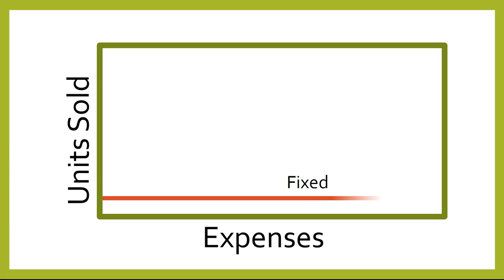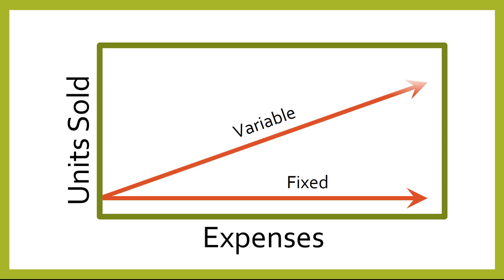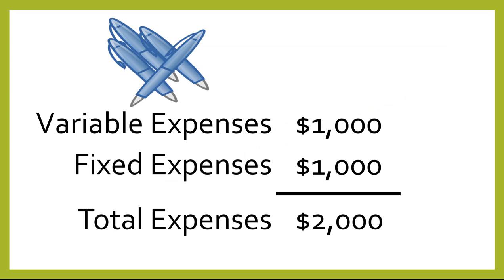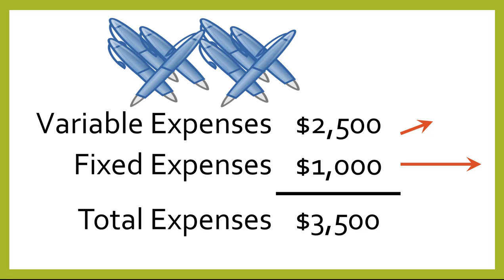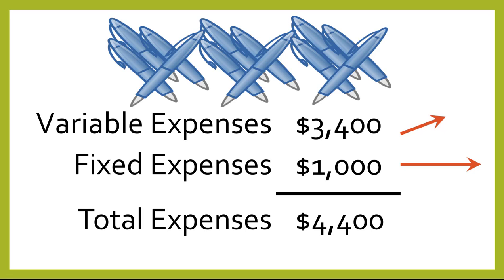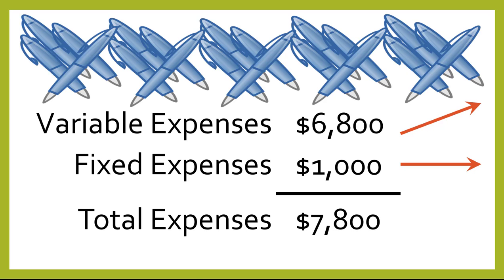If an expense stays the same, it's called a fixed expense. If as your sales increase, your expense also increases, then that's a variable expense. Then you take your variable expenses and your fixed expenses, and altogether those equal your total expenses. And then as your variable expenses increase, your total expenses increase, but your fixed expenses stay the same.